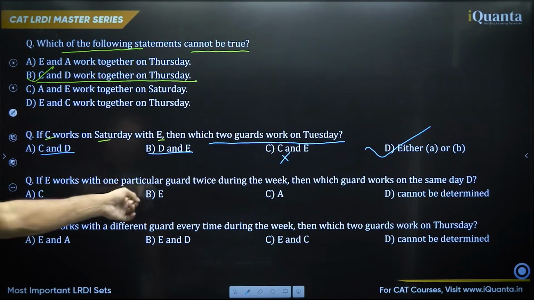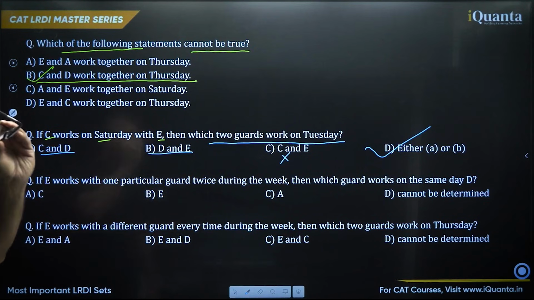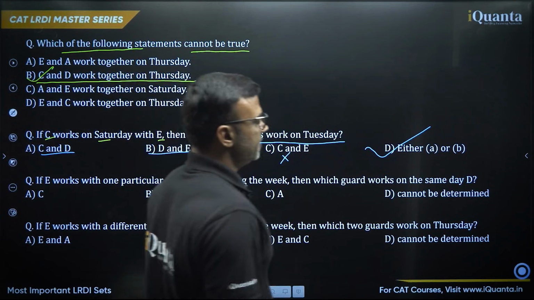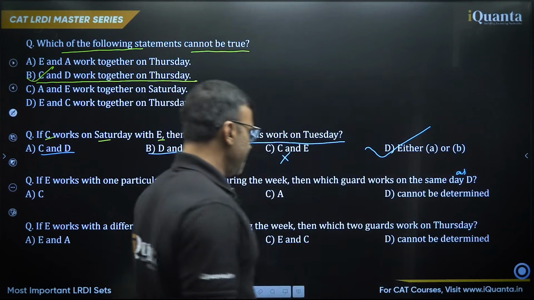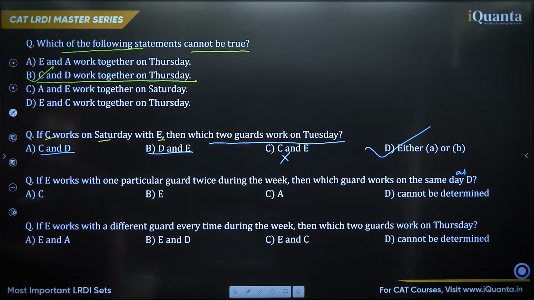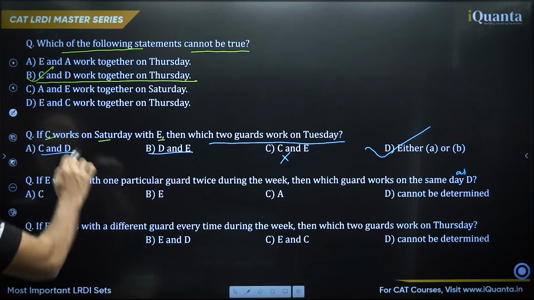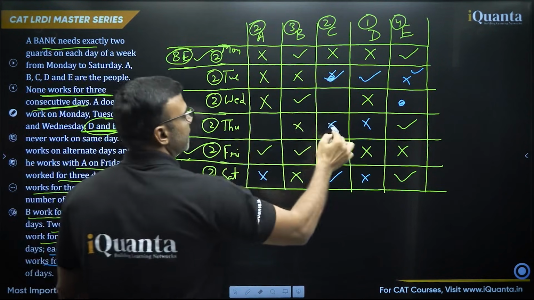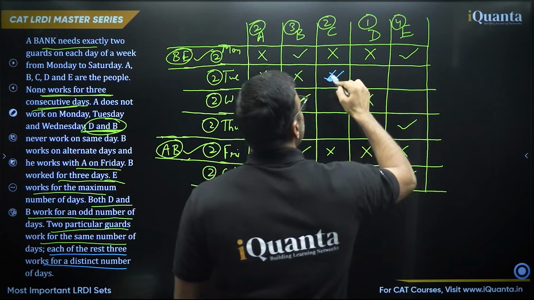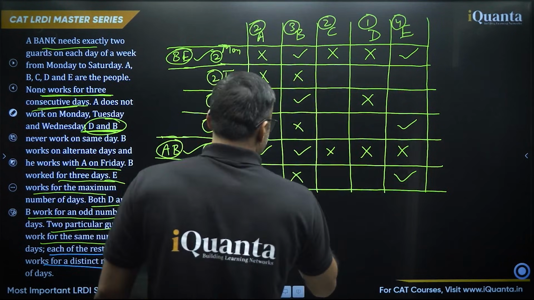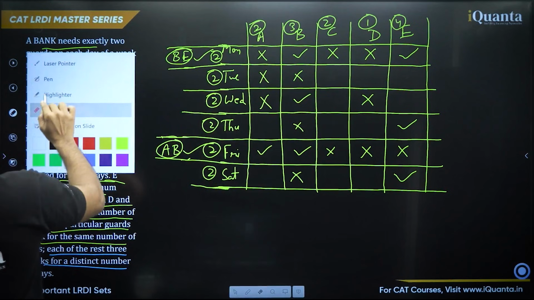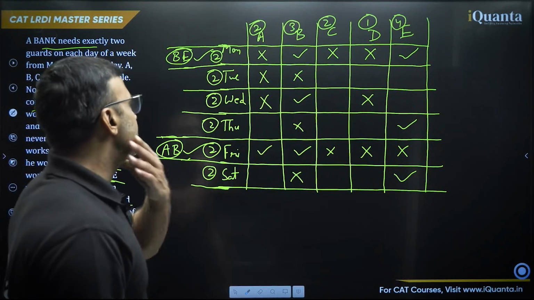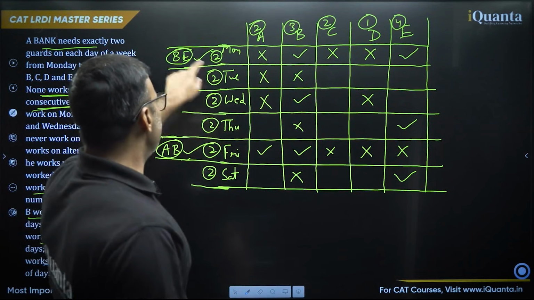If E works with one particular guard twice during the week, then which guard works on the same day as D? Same day as D. Okay. Right. Let's see. Now this is a tricky one. E works with one particular guard twice during the week. Let me first remove whatever we did for the previous question. Now you see, we want E to work with somebody twice. You see, already here E is working with B.